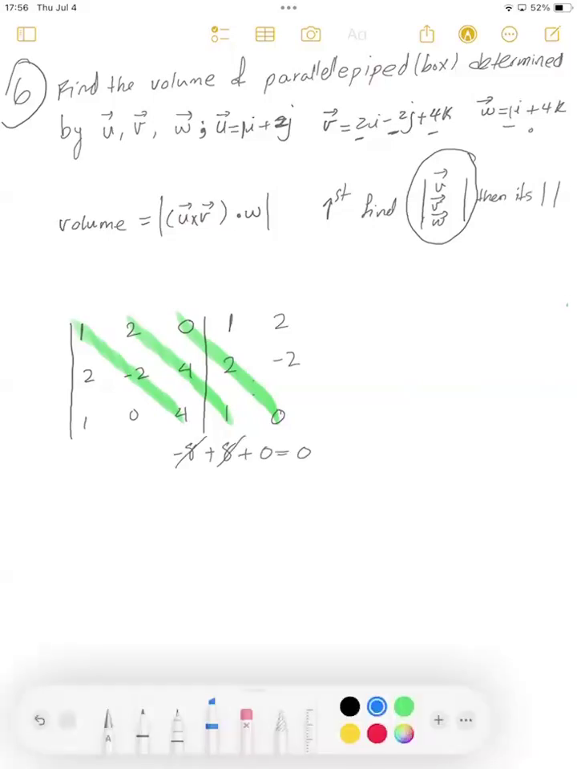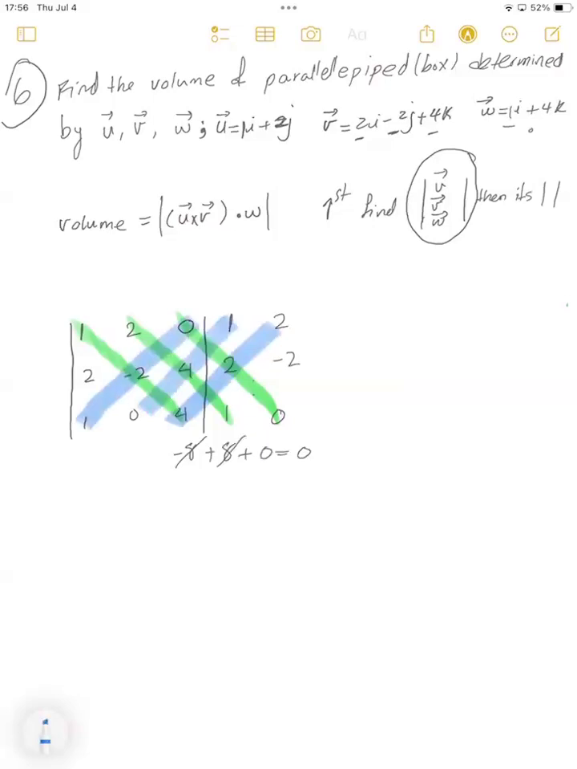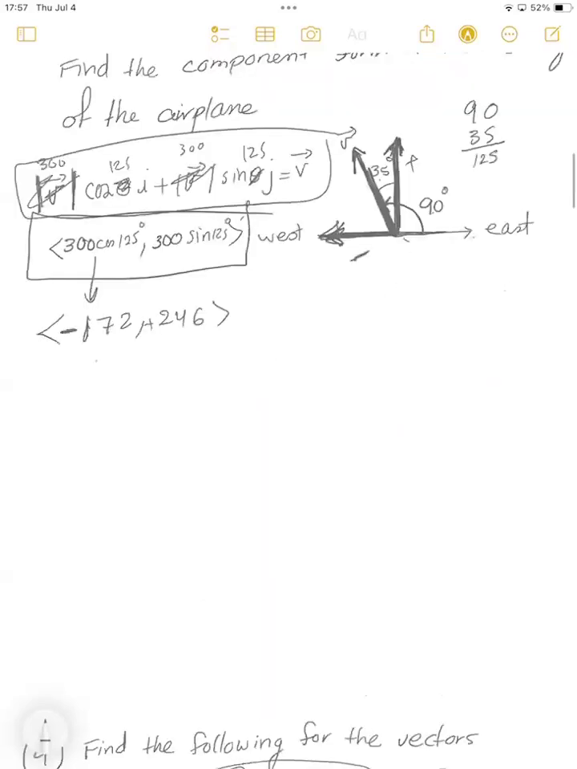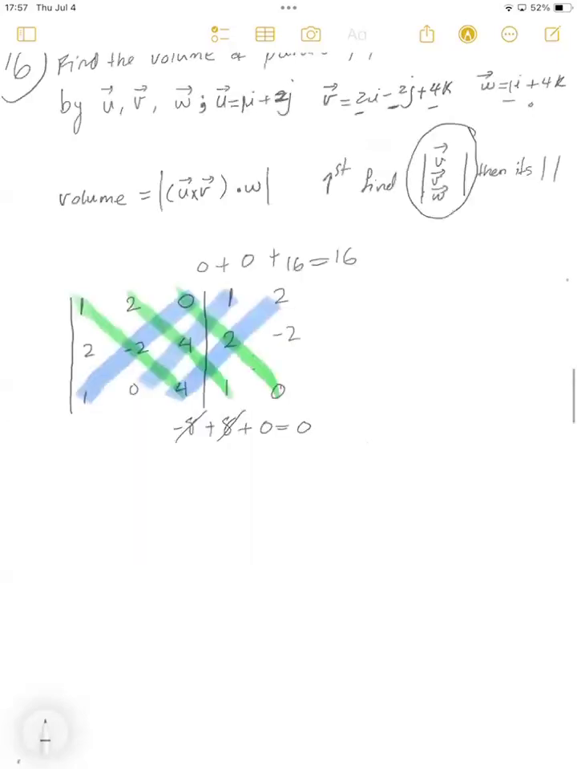You are going to also calculate these diagonals. So 2, 2, 4. 4 times 4 is 16. 1 times 4 times 0 is 0. 0 times negative 2 times 1 is 0. So we add these, we get 16. And the way you calculate the determinant, you take the bottom number first. You write it here. Then you put a subtraction sign, and then you put this number, 16. So we get negative 16. To find the volume, we have to take the absolute value of that. So the absolute value of negative 16 is positive 16, and that is the volume of the box.